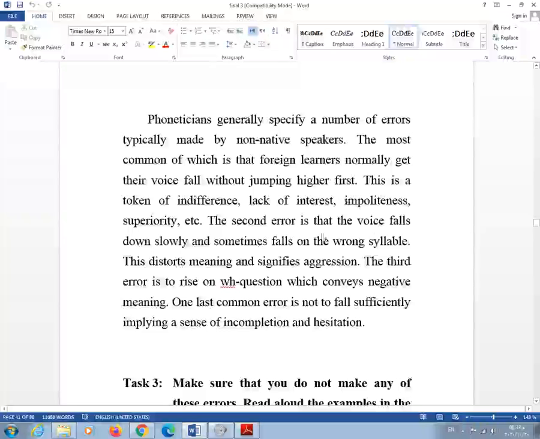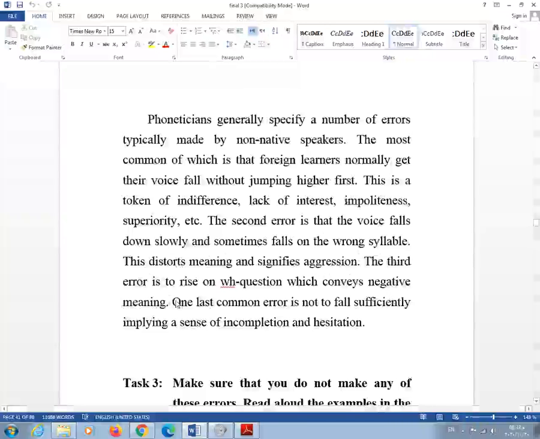The second is that the voice falls down slowly and sometimes it falls on the wrong syllable. We use the wrong syllable, so we do not know exactly which word gives most of the meaning, or which has the highest informational value. We do not know that. And of course, this distorts meaning and signifies aggression.